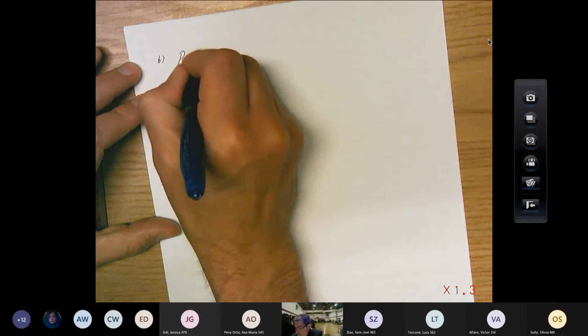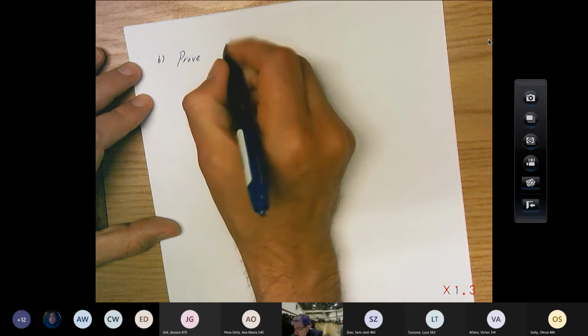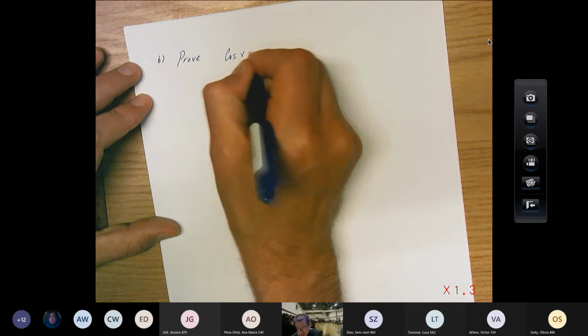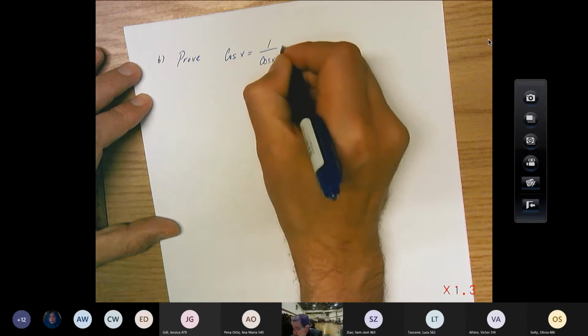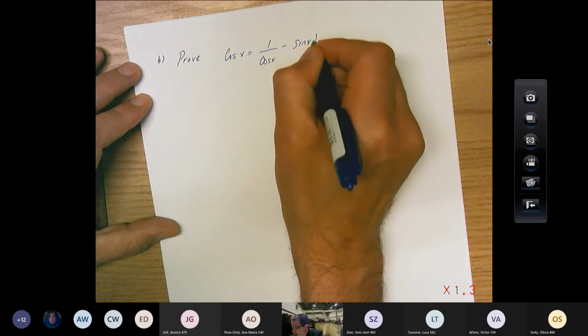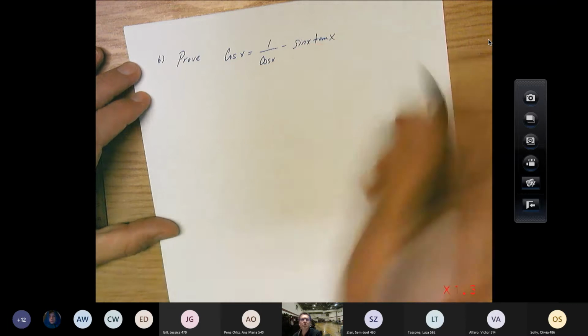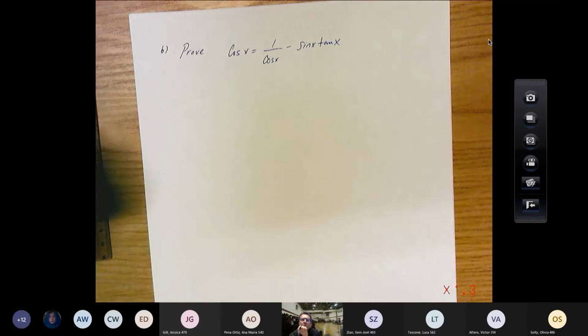Prove cos x equals 1 over cos x minus sine x tan x. Oh my goodness, Mr. White, what are you doing?